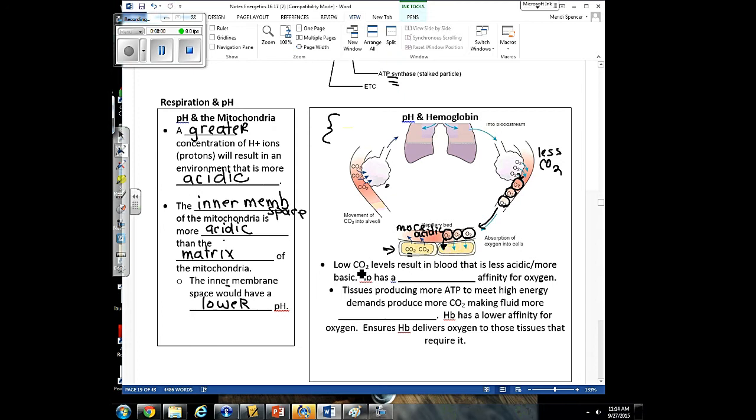So let's indicate that low CO2 levels result in blood that is less acidic, and hemoglobin has a greater affinity for oxygen. So it's going to bind to oxygen in the lungs. Tissues are going to have more of an acidic condition. Since tissues are making ATP and producing CO2, then the fluid around those tissues is going to be more acidic. And hemoglobin has a lower affinity for oxygen in that condition. And again, this is just making sure that hemoglobin is delivering oxygen to those tissues that have high ATP demands, which means they have high oxygen demands and are going to produce more CO2.